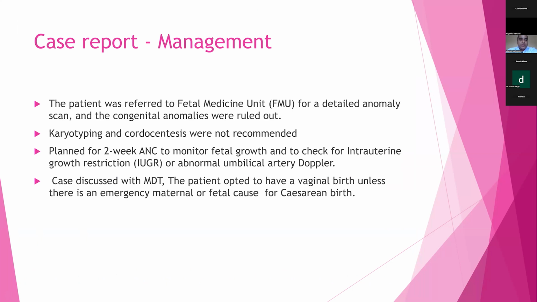So the patient was referred to fetal medicine for a detailed anomaly scan, and congenital anomalies were ruled out. Karyotyping and chorionic sampling were not recommended as it was not associated with congenital anomalies, and the plan was for a 2-weekly antenatal scan to monitor fetal growth and to check for any IUGR or abnormal umbilical artery Doppler. The case was discussed with the MDT, and the patient opted to have a vaginal birth unless there was an emergency maternal or fetal cause for cesarean birth.